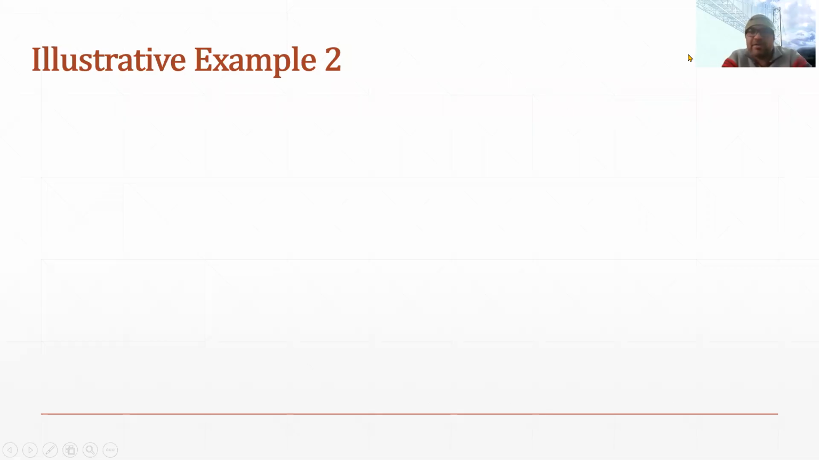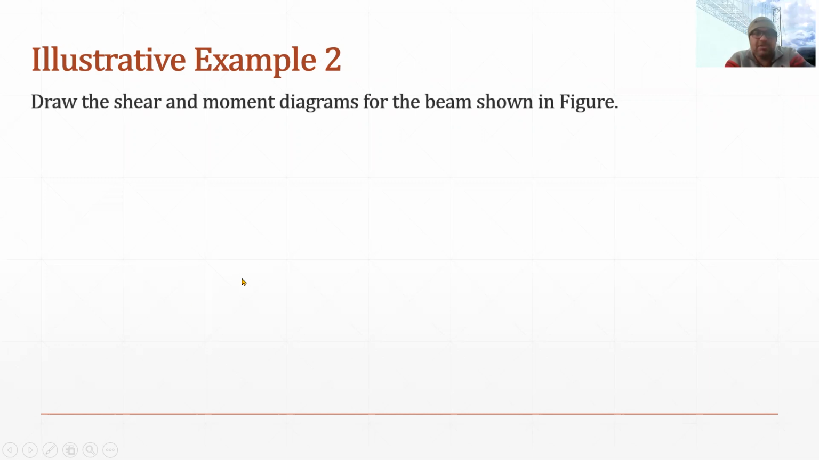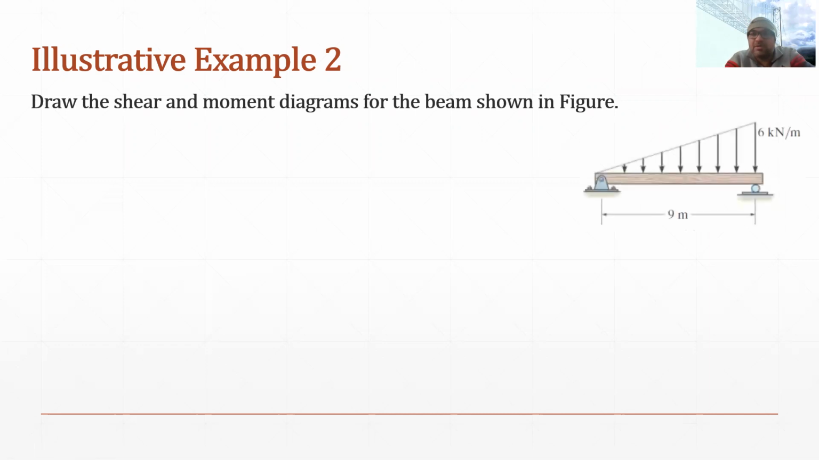Hello, welcome back. So now in this part, we will solve one more example, example 2. In this again, we have to make shear force and moment diagram for the beam. And this time we have a simply supported beam, which is carrying a uniformly varying load. So here you can see, at one point the intensity of UVL is 0, and on the other point, the intensity of UVL is 6 kilonewton per meter.